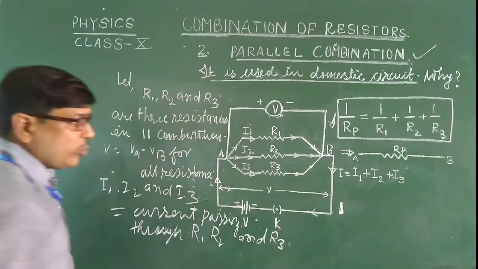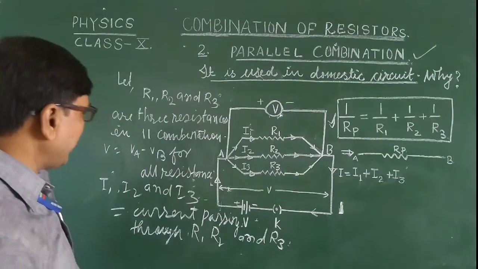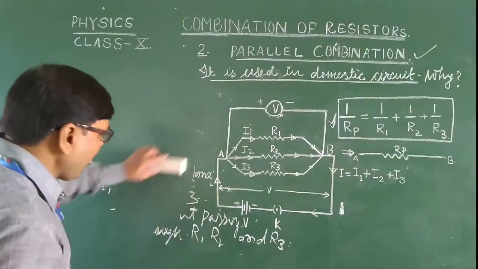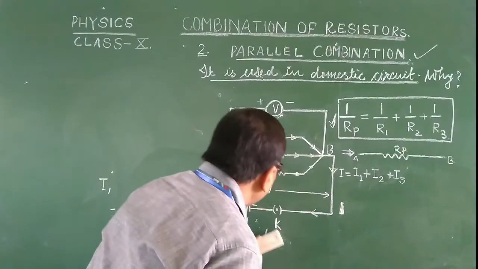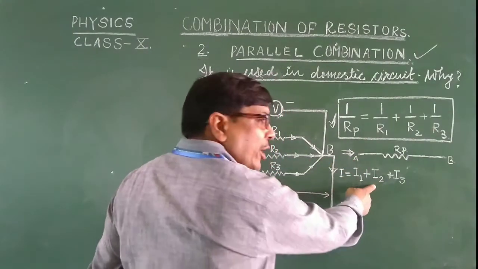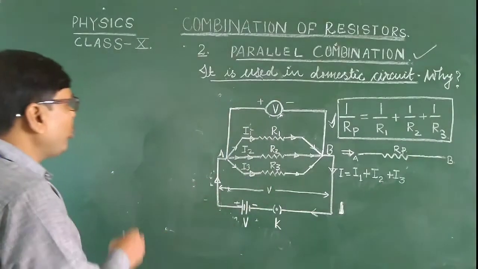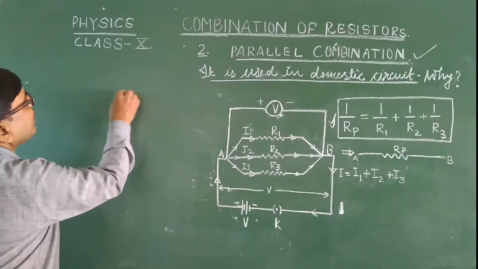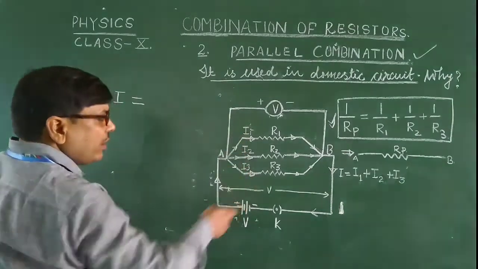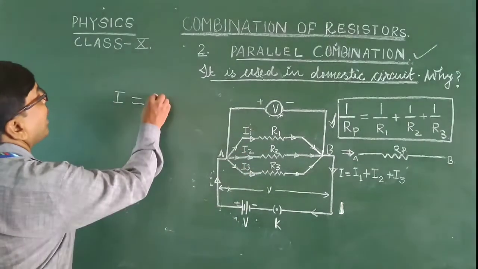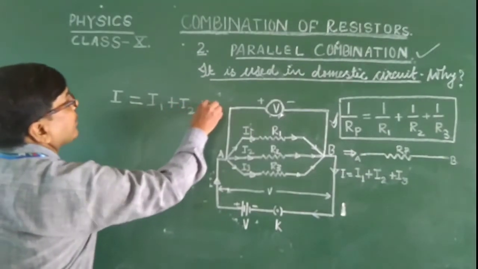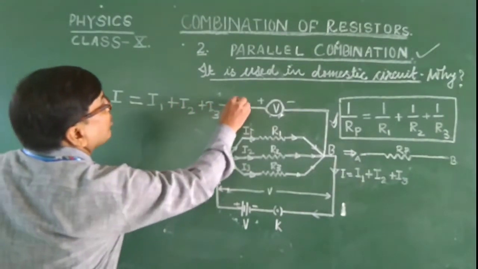Okay, so how can you calculate? After that, just try to see here. The total amount of flow of current is I1 plus I2 plus I3. So the total amount of current is divided into three parts in three resistors. So I = I1 + I2 + I3. Okay, this is equation 1.